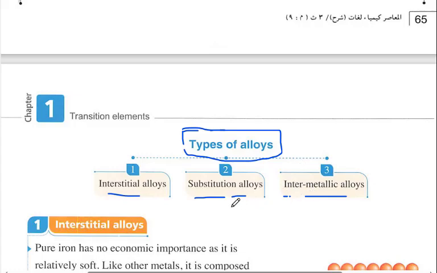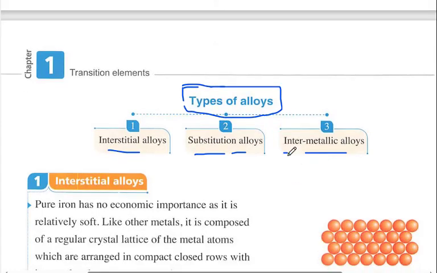So if the alloy is a mixture, physically mixed with each other, it may be interstitial if the introduced atoms inside the main element are smaller than the main element atom in size. If they both have the same size, in this case it is substitution. If there is a chemical reaction and it forms an alloy with a chemical formula which does not obey the valence rule of both elements, in this case it is called intermetallic alloy. So let's speak first about the interstitial alloys.